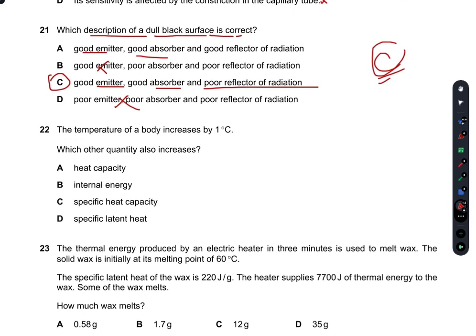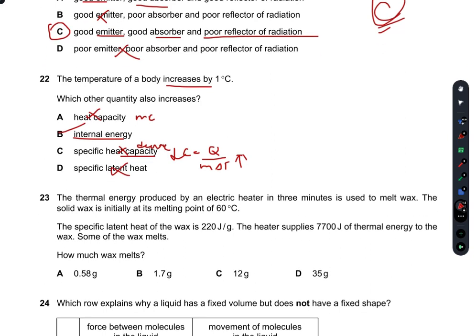The temperature of a body increases by 1 degree C. Which other quantity also increases? So heat capacity, no, heat capacity is mc, so it would not increase. Internal energy would be increased. Specific heat capacity, now some of you might put this right as well, but specific heat capacity c is equal to Q over m delta T, and if the temperature is increased, the value of specific heat capacity would decrease, not increase. So C is also incorrect. Specific latent heat, no, it would not increase as well. So B is the right answer.